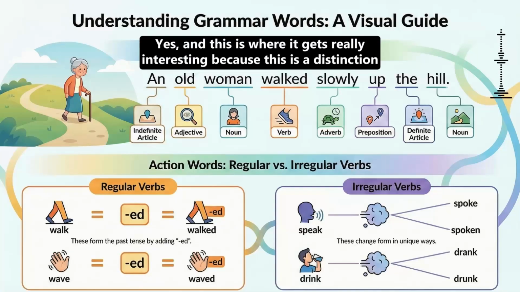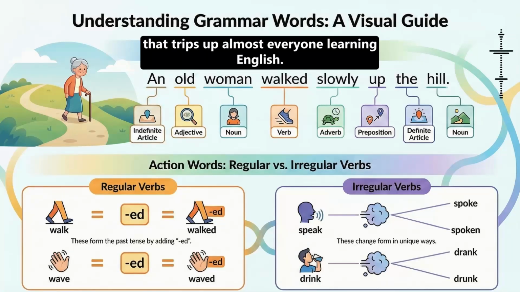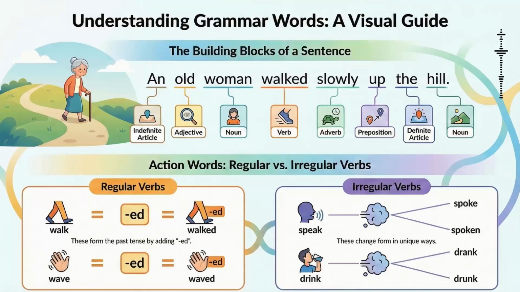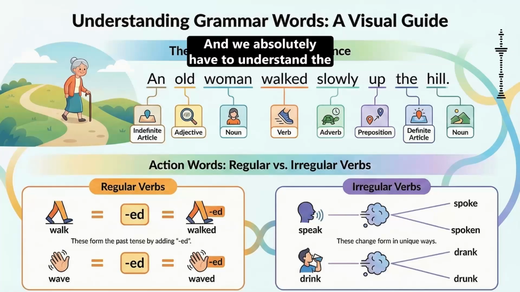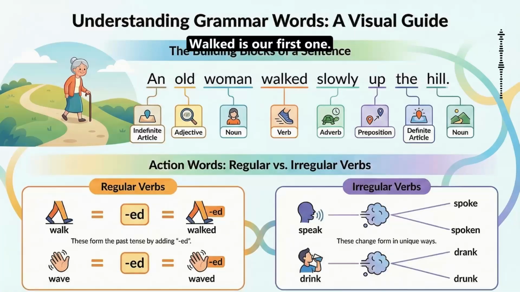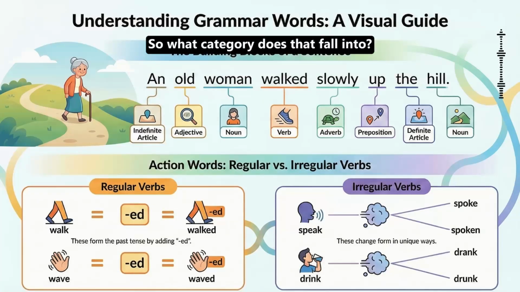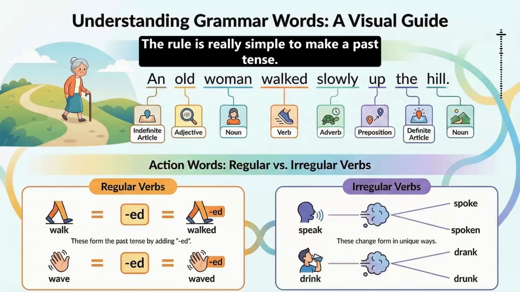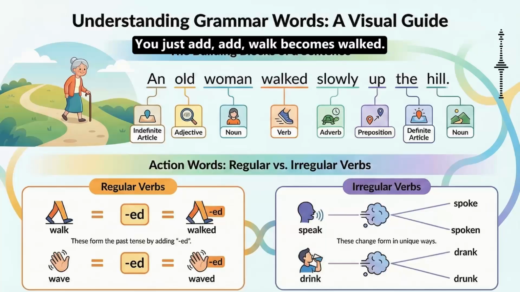Yes, and this is where it gets really interesting because this is a distinction that trips up almost everyone learning English. We have two key verbs in our story, walked and, a bit later, spoke. And we absolutely have to understand the difference between these two types of action words. Walked is our first one, so what category does that fall into? Walk is a regular verb. The rule is really simple. To make it past tense, you just add ed, walk becomes walked. It's the standard, predictable format.